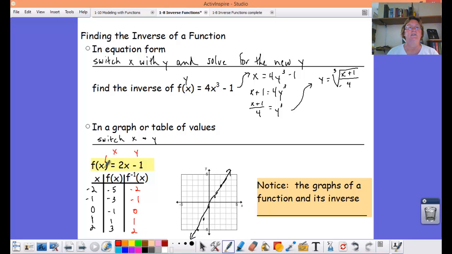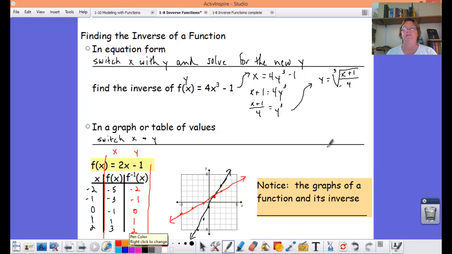And this function will be the inverse of the original line. So now let's plot -5 and -2. That's right here. -3 and -1 right here. -1 and 0. 1 and 1. Oh, that was on both. 3 and 2. And so our inverse function is a line that looks like this.